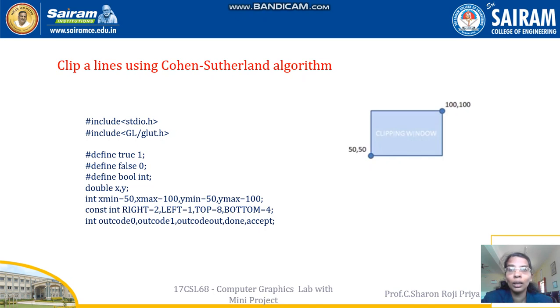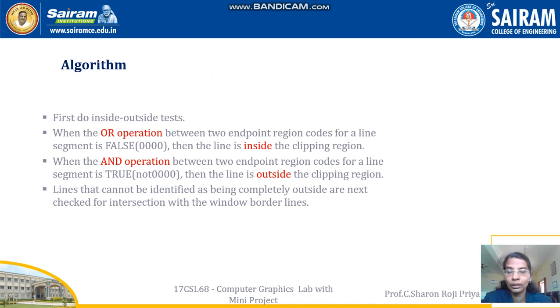We know the portion of the line that is outside the clipping window should be removed, and the portion that is inside the clipping window should be available in my output. Right, so in this algorithm, the first step is I have to do the inside outside test. Right, how to do this inside outside test?